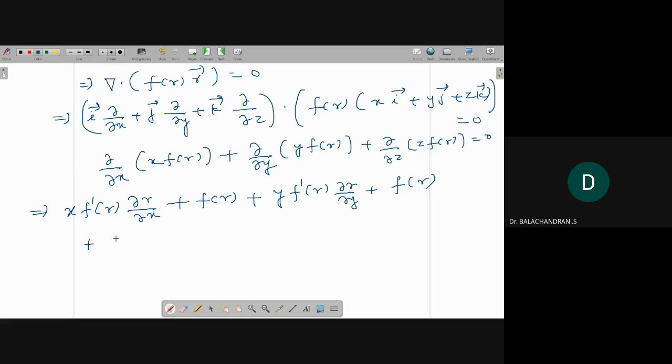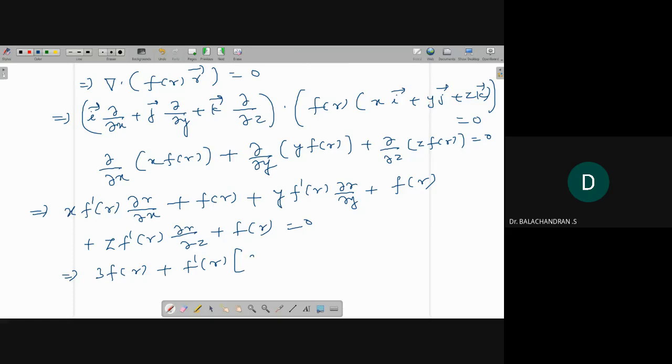So similarly, last one. What is the last one? Z into f dash of r into dou r by dou z plus f of r into 1 equal to 0. So now how many f of r? 1, 2, 3 f of r you have. So this implies 3 into f of r plus x into f dash of r. Here, I think f dash of r is common.